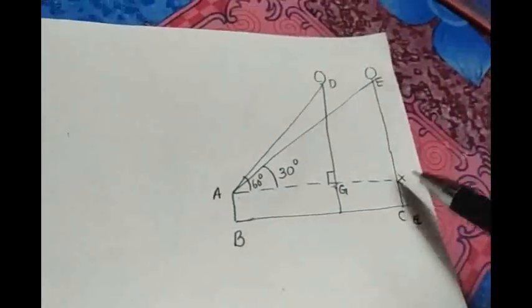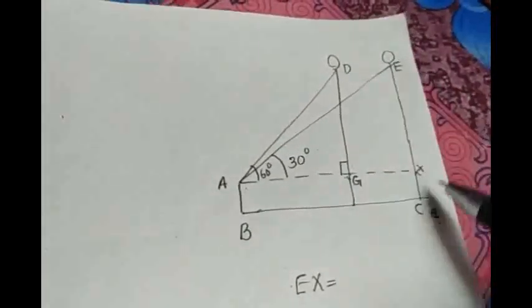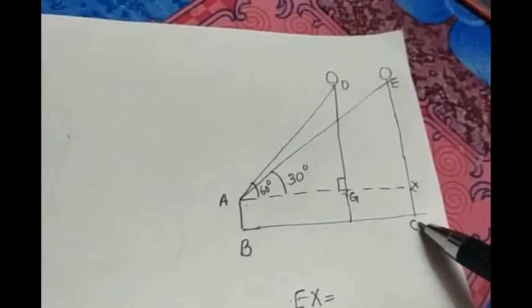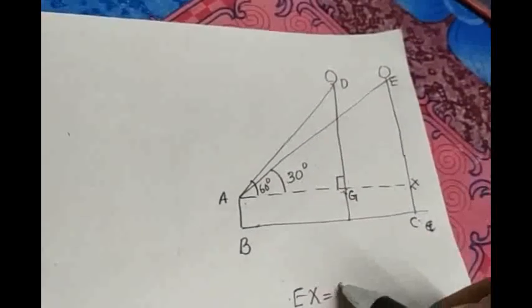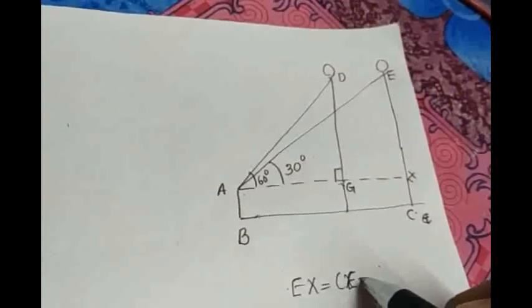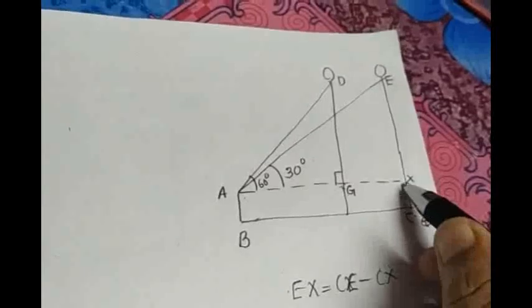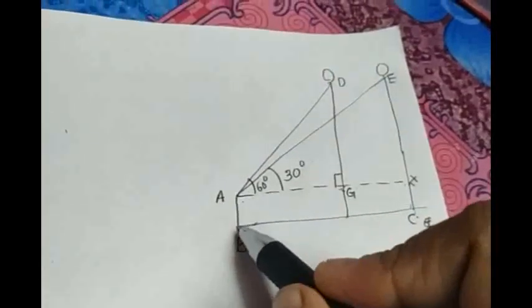To find the length of EX, how can we calculate EX? What is CE? CE is the distance of the balloon from the ground level, which is given as 88.2. From that CE, we have to subtract the CX. What is CX? CX is actually equal to AB. AB was the height of the girl, isn't it?